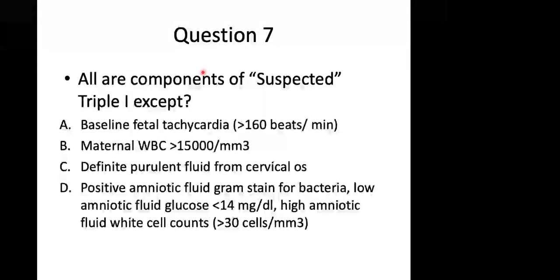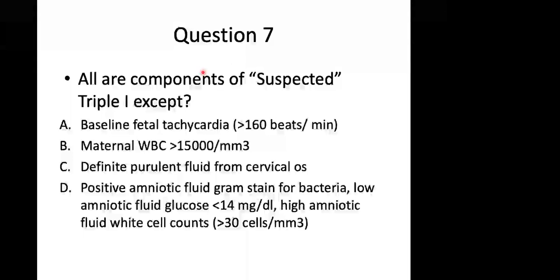Question number 7. All are the components of suspected triple I except. So here, triple I is the term, previously we used to say it's chorioamnionitis, but in 2015 NICHD recommended to change the term to triple I, and triple I stands for infection, inflammation, or both. So 3 I's: intrauterine inflammation, infection, or both. So out of which there are various terms, we'll go through it.